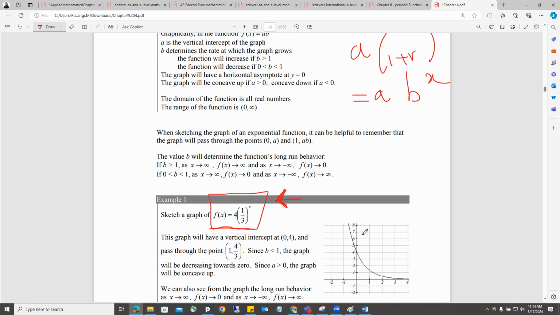Wait, when it's 0, it's 4, right? When x equals 0, the y value is 4. Yeah.